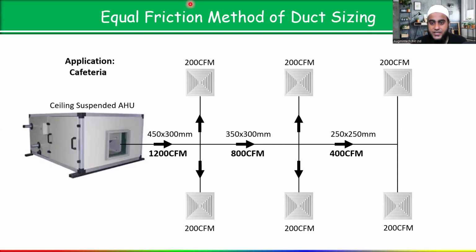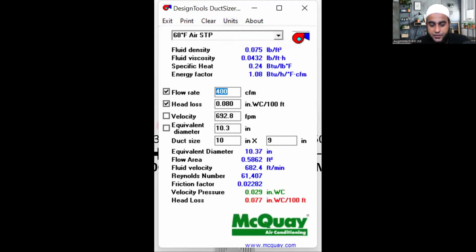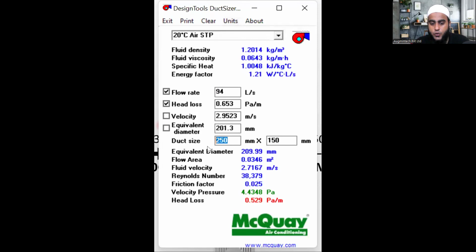Let's see, change the unit to IPS. And now I'm writing the flow value in CFM, 200. Head loss I have taken the same, 0.08 inch of water column per 100 feet of duct length. And I'm changing the unit to metric. Now, when I'm selecting 250, for example, in the branch duct height, the width is showing 150. So here, the aspect ratio is not satisfied.